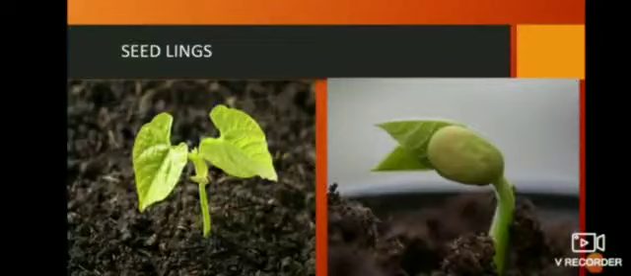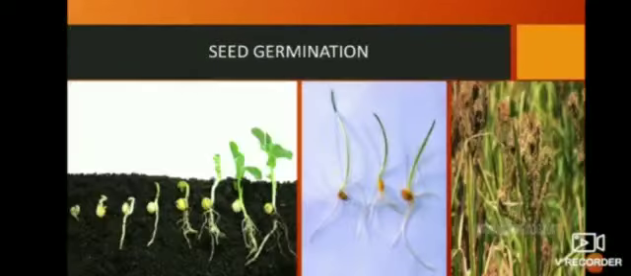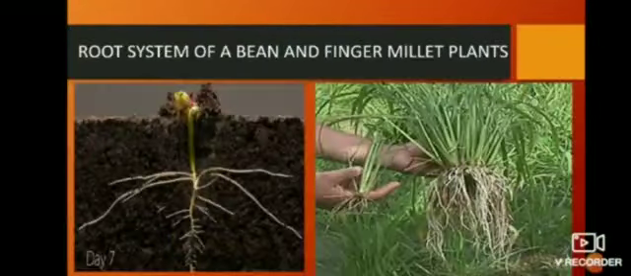Now again sprinkle water over the seedlings, over the cotyledons. Take the plants out of the soil carefully along with their roots. Now observe the roots of both the bean seeds and finger millet seeds. So what kind of root system do you find in the bean plant? Or what kind of root system do you find in the finger millet plant? Let's see. So here the root system of bean and finger millet plant I am showing you.